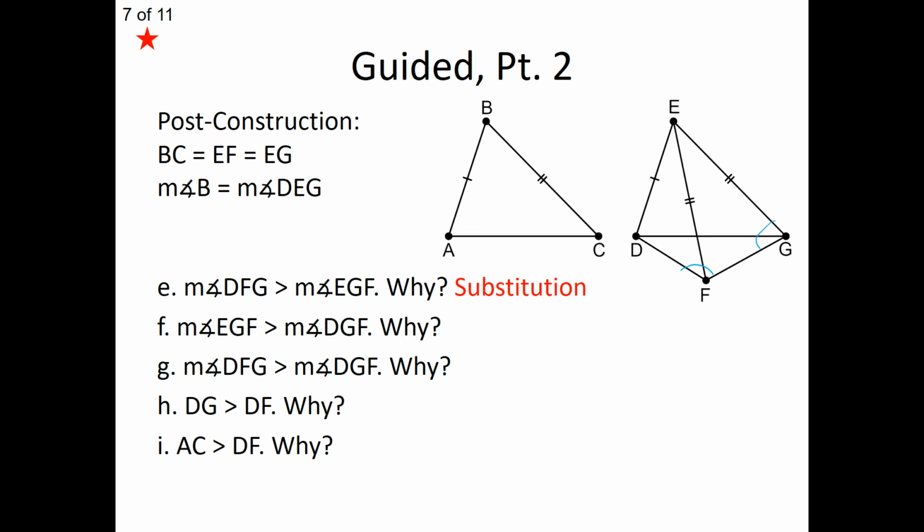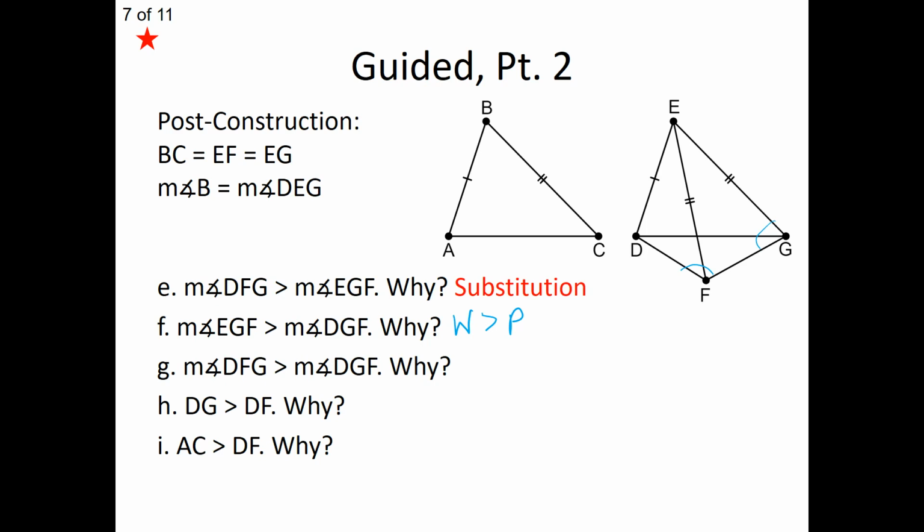There's our angle DGF. I can claim, since EGF is the whole angle, I can claim again that EGF is greater than angle DGF. Why? That's again our whole is greater than part theorem. Okay, that angle EGF being the whole is greater than any of the two parts. So angle EGF is greater than DGF.